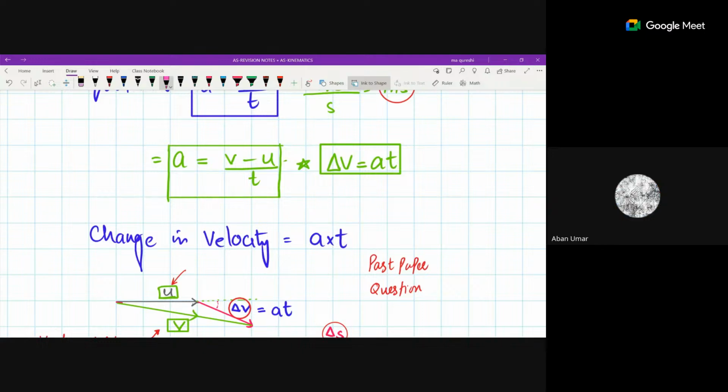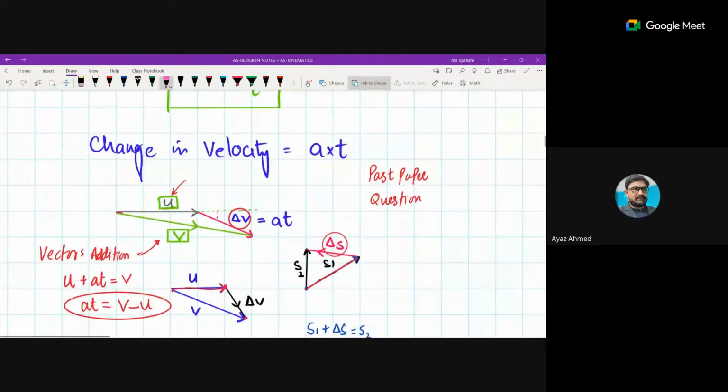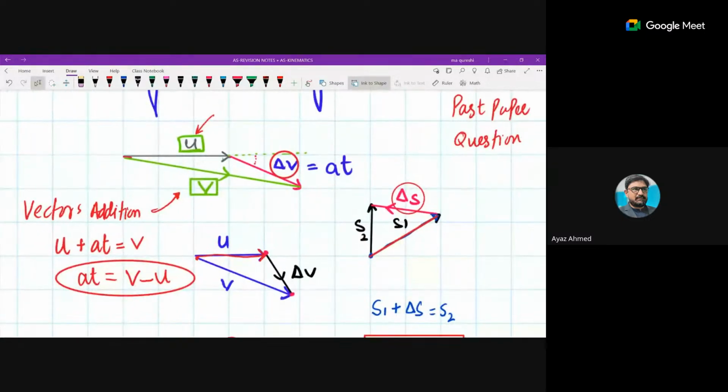Yes, sir. Okay, so let's say this question was asked in your past paper, that u is the initial velocity and v is the final velocity of the object in this direction, right? And what is this pink vector? As you know, by the rule of addition of vectors, if I have a speed of 20 meter per second and now I am moving with a speed of 25 meter per second, how much change did I get? I got a change of 5 meter per second, isn't it? Do you agree?